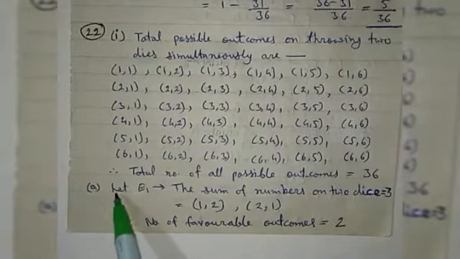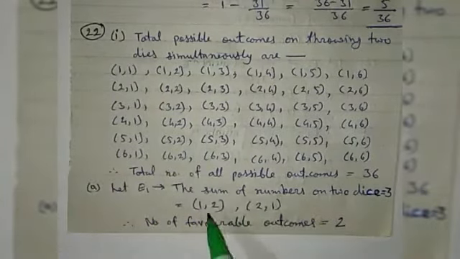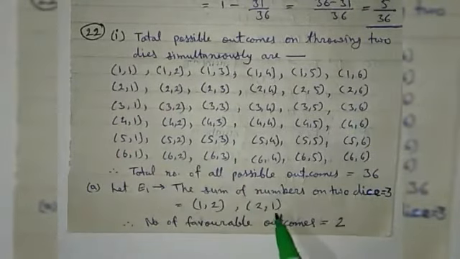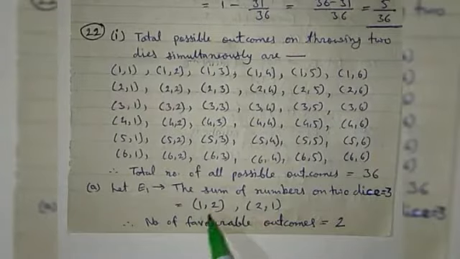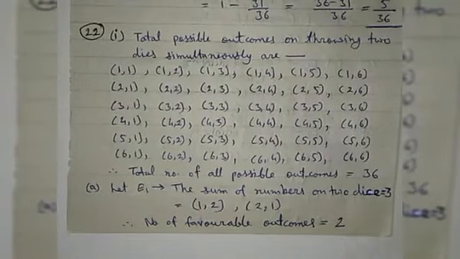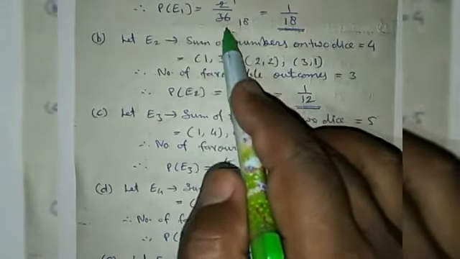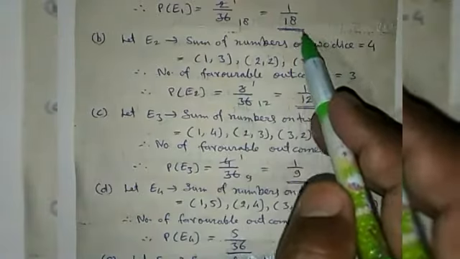So here in part A, let E1 be the sum of numbers on 2 dice equal to 3. Here see there are only 2 possible outcomes, (1,2) and (2,1). Here the sum is 1 plus 2 equals 3, 2 plus 1 equals 3. So the number of favorable outcomes is equal to 2. Hence probability P(E1) equals 2 upon 36, that is equal to 1 upon 18.